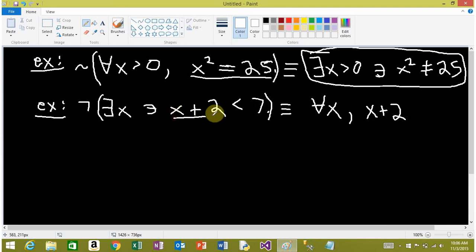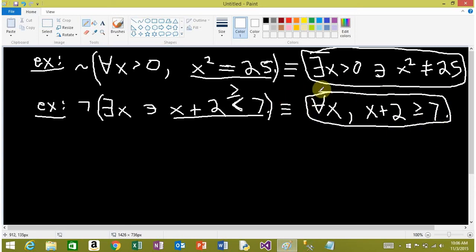This is our p of x statement. We want to negate that. And the opposite of less than is what? Greater than or equal to. So we'll say x plus 2 is greater than or equal to 7. And that would be the answer. For all x, x plus 2 is greater than or equal to 7.